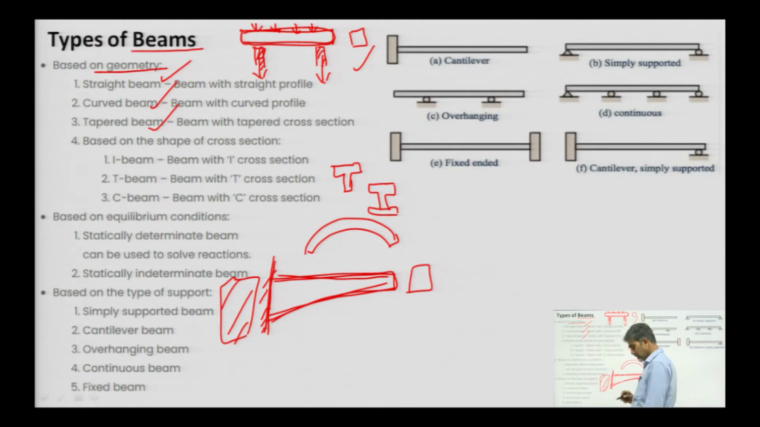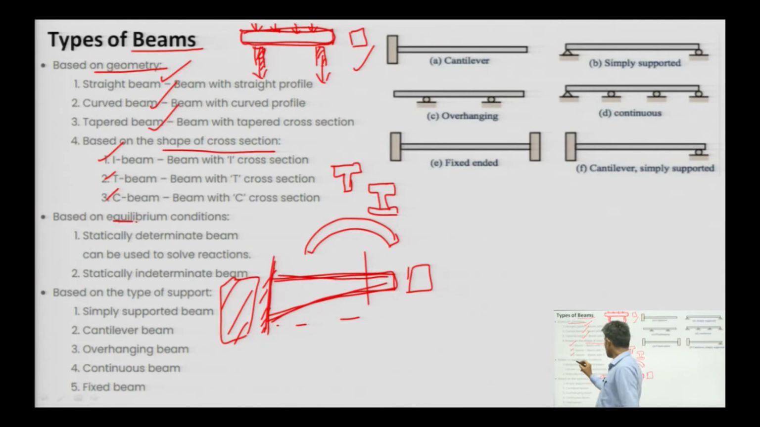Why is tapering provided? Because as we move toward the free end, the required bending strength is going to decrease. So, providing the same cross section is a wastage of material. To save material, slightly tapered sections are provided. So, based on the shape and cross section, we have I beam, T beam, C beams, okay. These are the classifications on the basis of geometry.